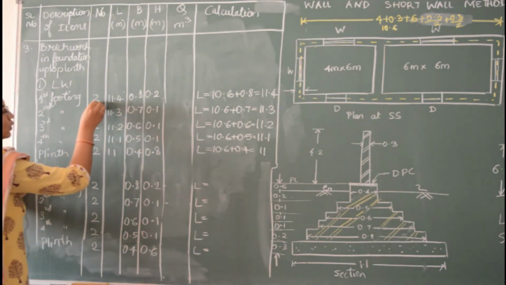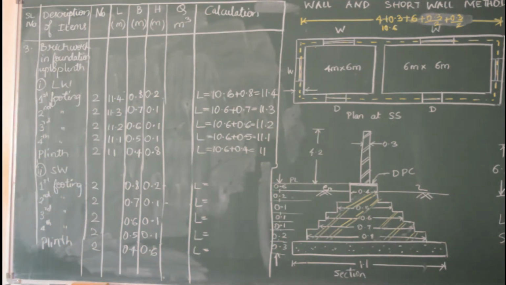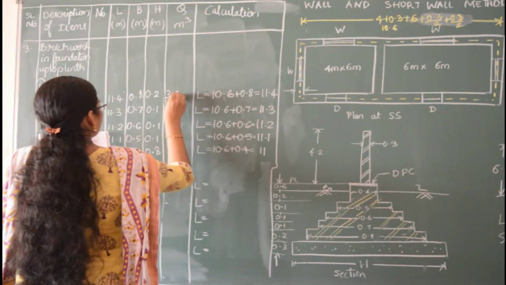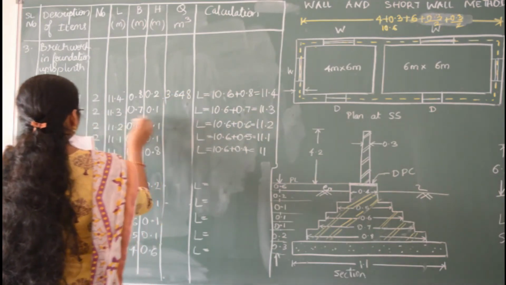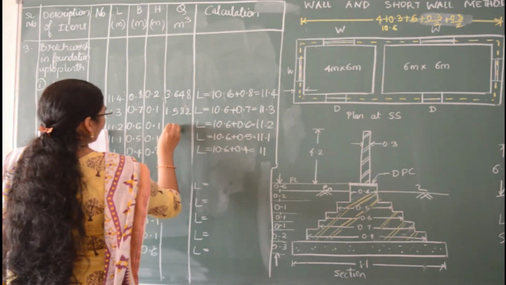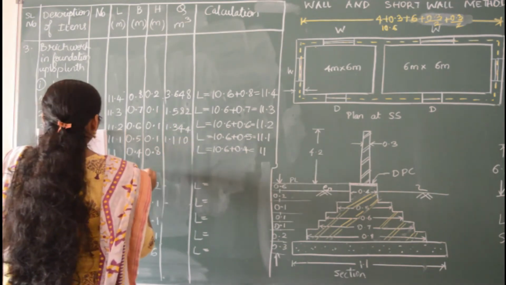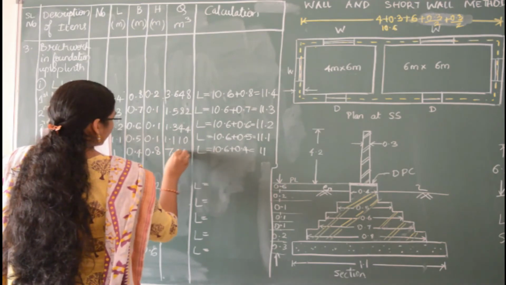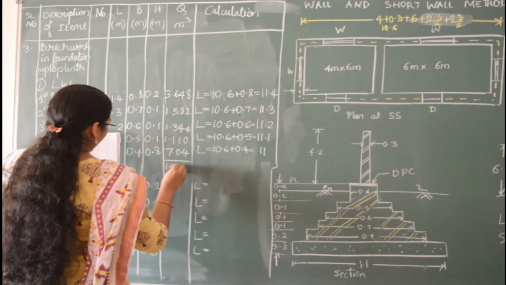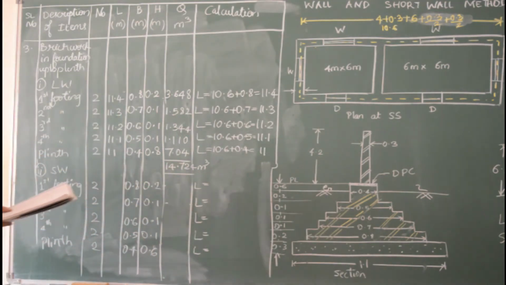So when we multiply 2 into 11.4 into 0.8 into 0.2, I'll be getting the first quantity. So I've got the answer as 3.648. The next one we have got as 1.582, then 1.344. The next one is 1.110. The last one is 7.04. When I do the total of all these 5, I'll be getting 14.724 meter cube. So this is the quantity for the long wall.